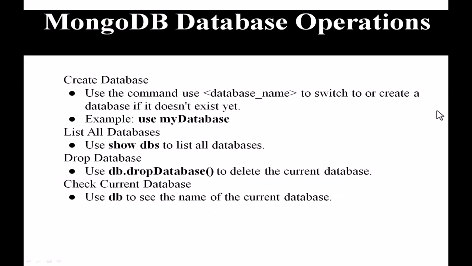Next, MongoDB database operations. You can use db, which we have already done, and show dbs. So you can show the databases, and if you want to drop a database that is no longer required, you can drop the database. Make sure that whenever you are dropping, important things may be lost. Next, db. You can see the name of the current database by typing db in order to see the current database name.